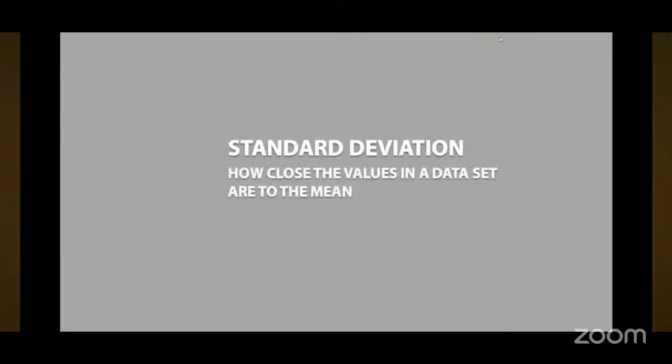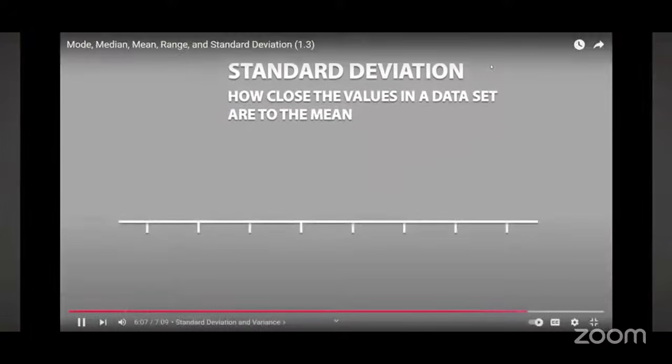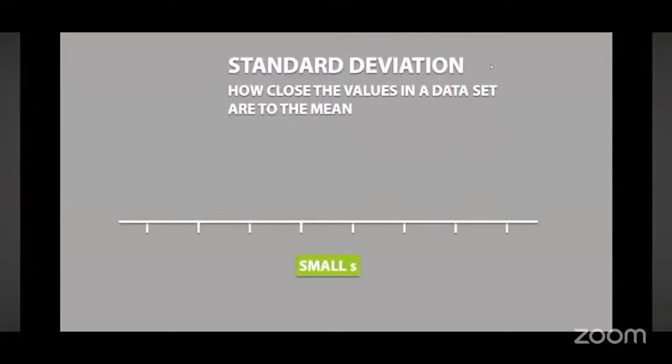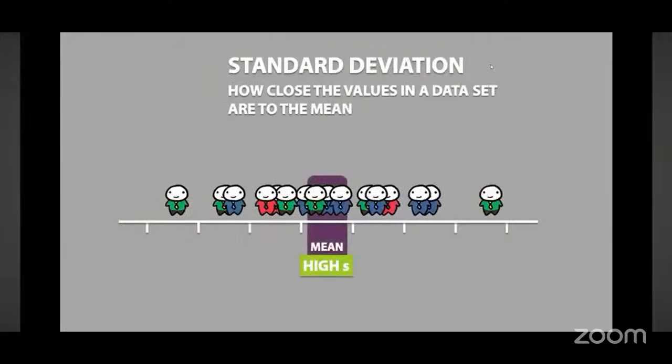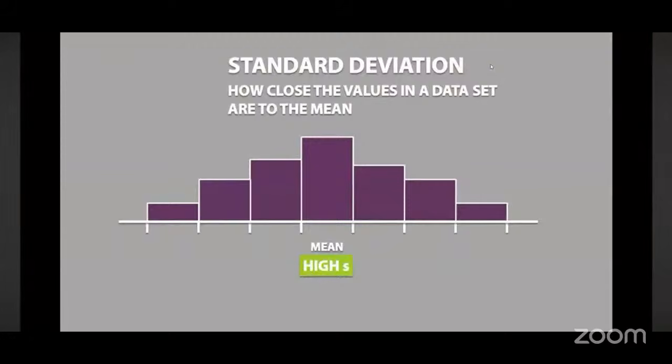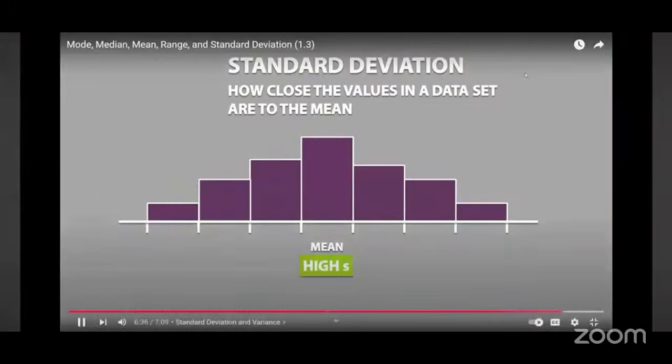Now, what does the standard deviation even tell us? The standard deviation tells us how close the values in a dataset are to the mean. For example, a small standard deviation indicates a small amount of variability for a given dataset. In other words, there will be a lot of values that are closer to the mean, which makes the distribution less spread out. In contrast, a high standard deviation indicates a high amount of variability for a given dataset. In other words, there will be a lot more values that are farther from the mean, which makes the distribution more spread out.